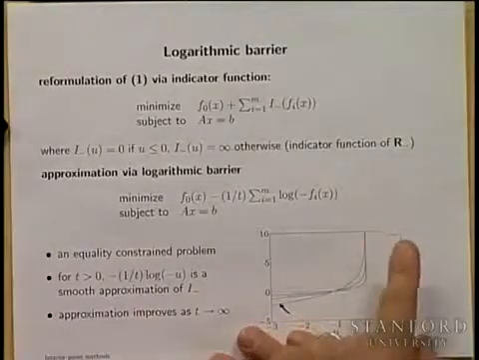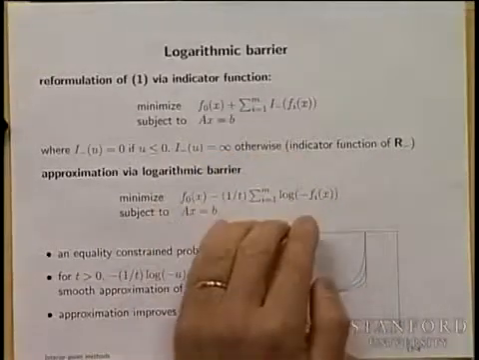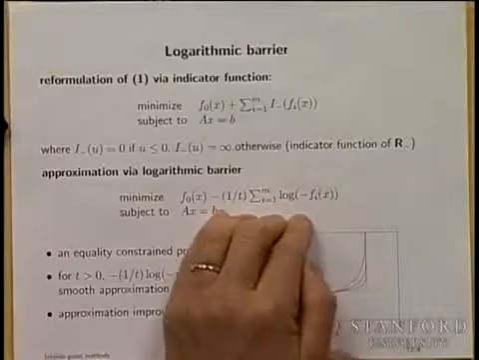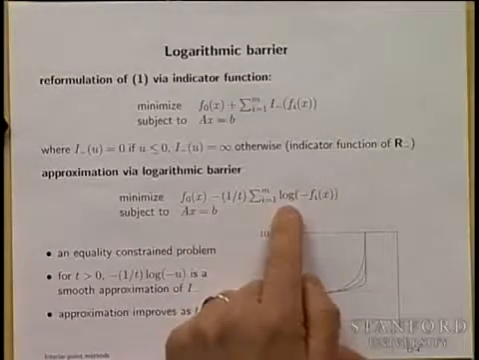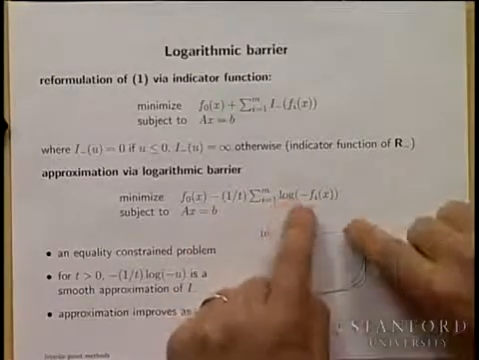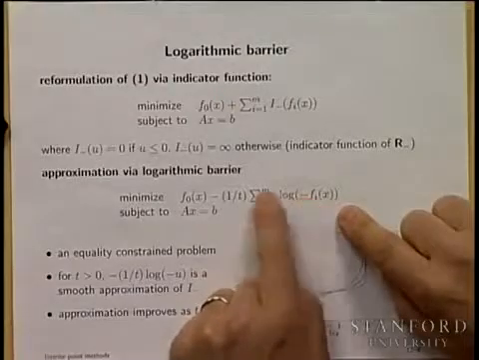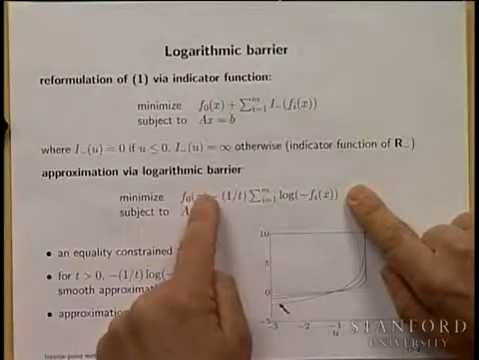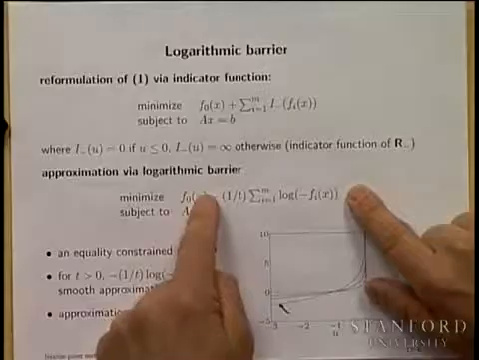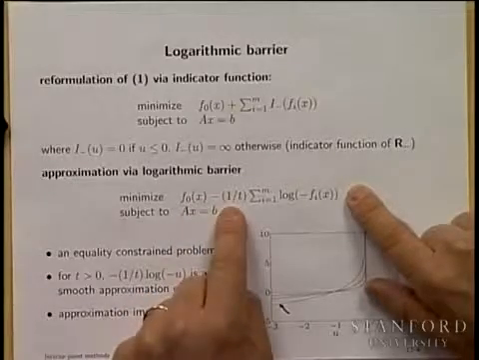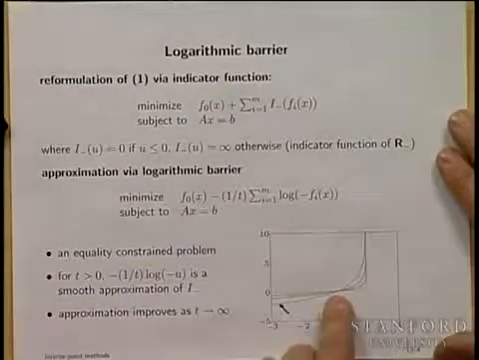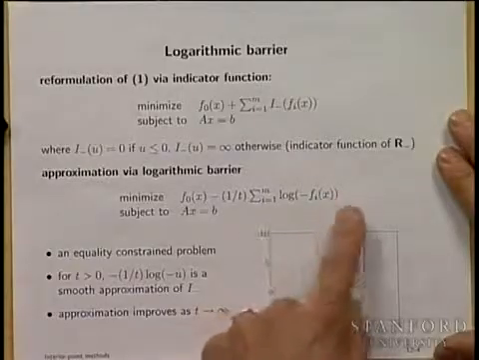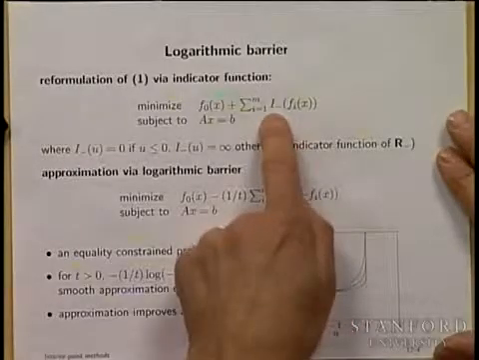So a very common approximation is the log barrier. The log barrier goes like this. You have the sum of the logs of the negative f's. Obviously, if f becomes 0 or positive, this goes to minus infinity, and with the minus sign, it goes to plus infinity. It's a barrier. And you put a 1 over t in front. t is going to be a parameter that controls how close this thing approximates this indicator function.